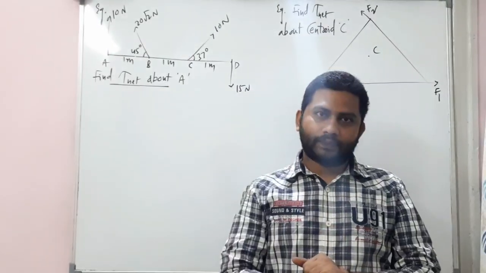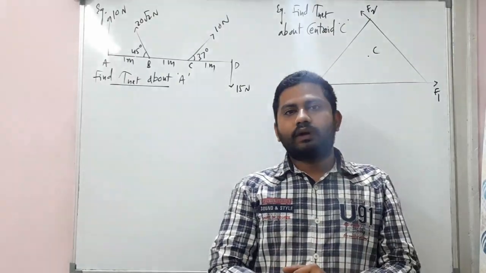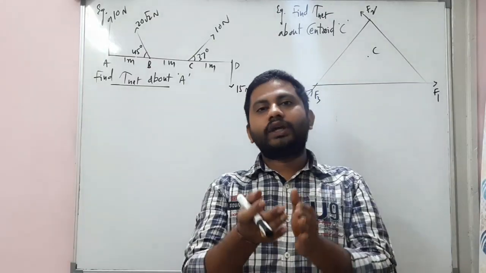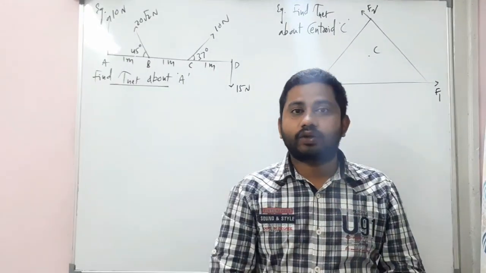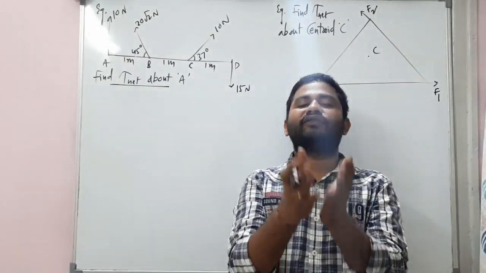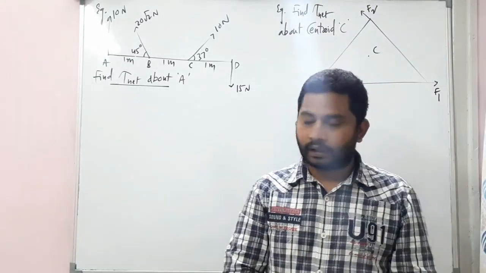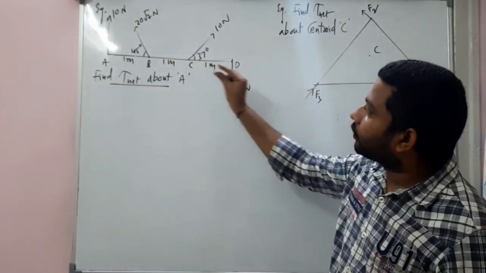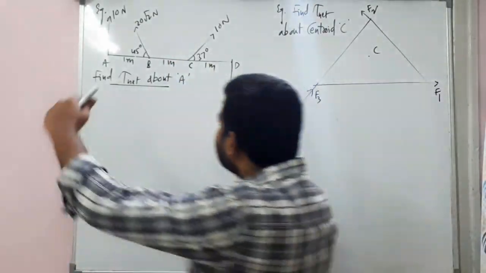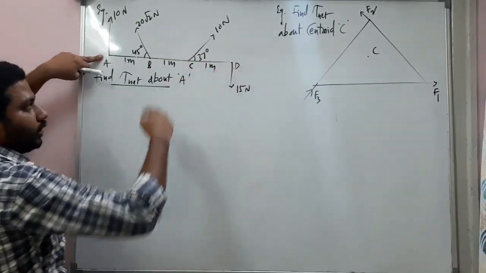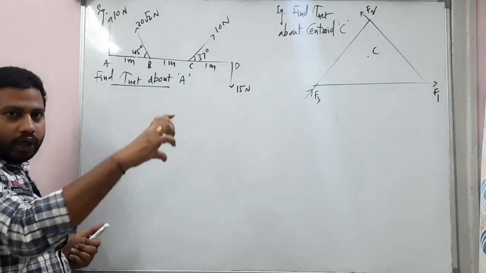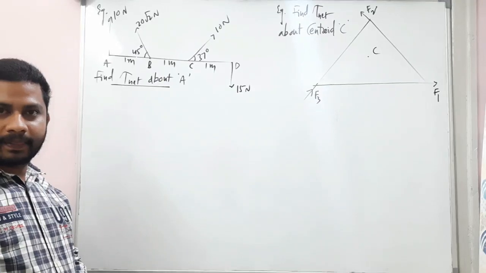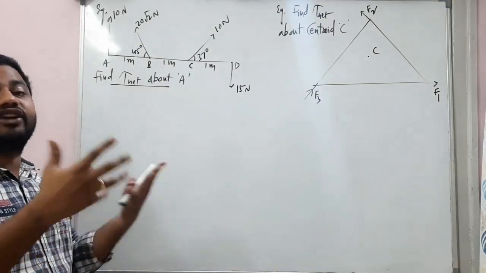Let's continue. In the last class, I introduced a topic called torque, and we are doing some more numericals related to torque, which will build up your confidence and concept. This is the numerical here. There is a uniform rod from A to D. On the rod, several forces are acting in different directions.